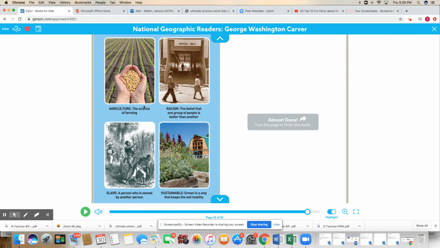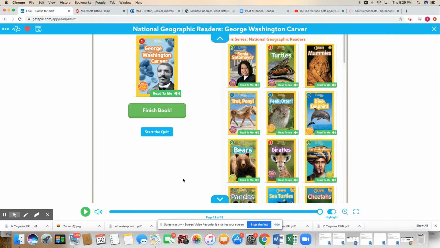And again, at the end, we have our really key vocabulary words with some pictures to help you on your second read.